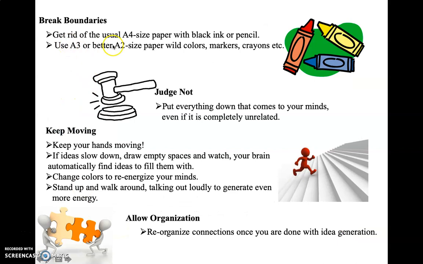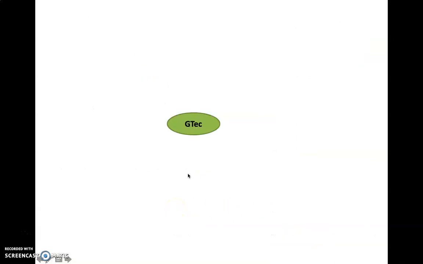Break the boundaries. Get rid of the usual A4 paper with black ink or pencil. Use A3 or better A2 paper with wild colors, markers and crayons. So you have to think beyond the boundaries, which means do not always use A4 paper. Judge not means you should not judge other ideas. Keep moving, and after that allow organization, reorganizing connections from one idea to another. So with the help of these rules you can generate your mind map.